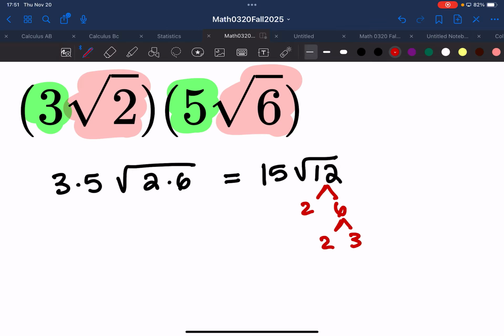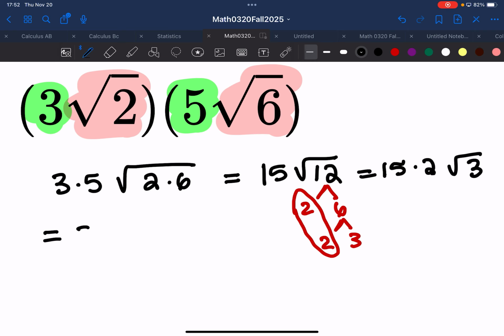And since this is the square root, I'm going to circle a group of 2. And that group of 2 is going to come where? To the outside. And what's going to stay inside? The 3, right? The group that we circle goes on the outside. So that means we have 15 times 2, because we always multiply whatever's on the outside, and then the square root of 3, which means my answer is 30 square roots of 3.